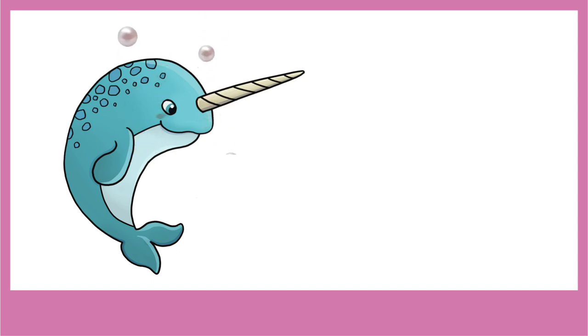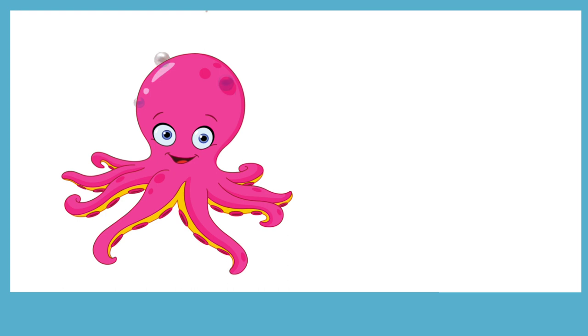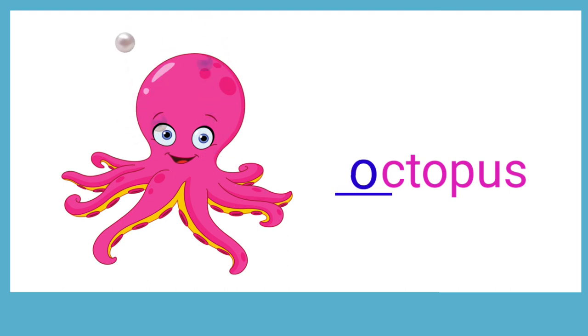What is this marine animal with a horn? A narwhal. Narwhal starts with letter N. And what is this with 8 tentacles? An octopus. And it starts with letter O.